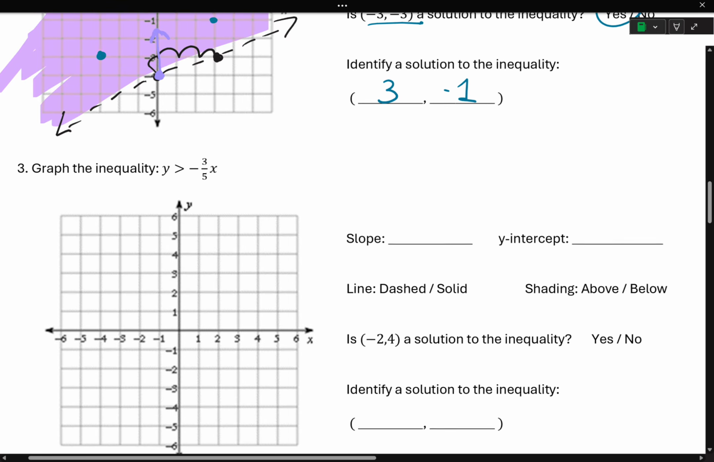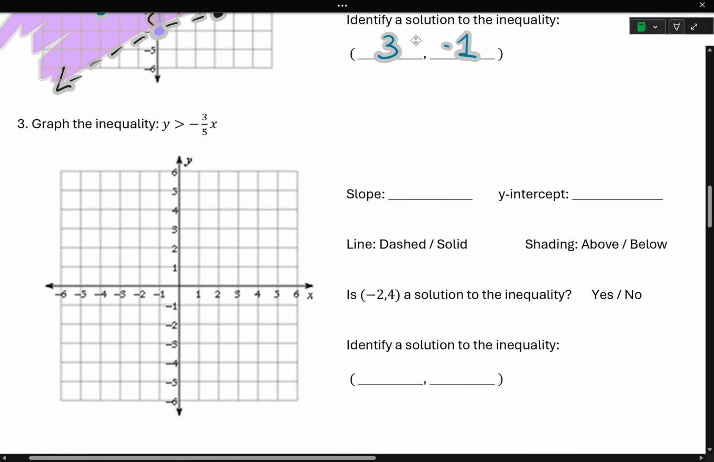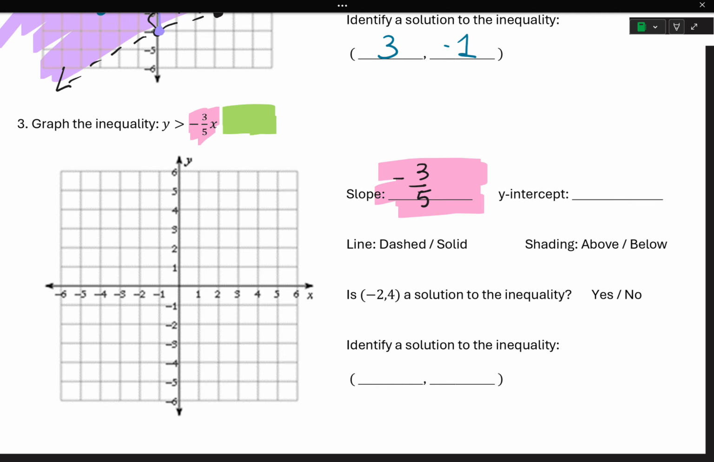Let's try number 3. First, let's identify the slope, -3/5, and the y-intercept. Now, there's nothing being added. What's nothing? It's 0. So our y-intercept is (0, 0). Let's graph those 2 points. There's our y-intercept, and then we're going to go down 3, to the right 5. How are we going to connect it?